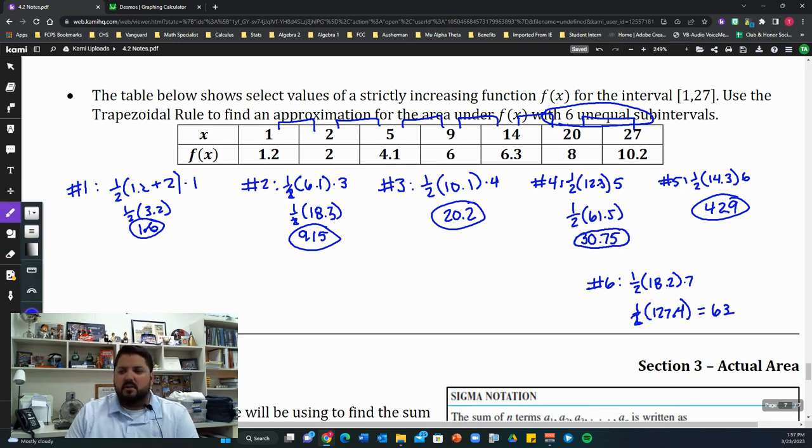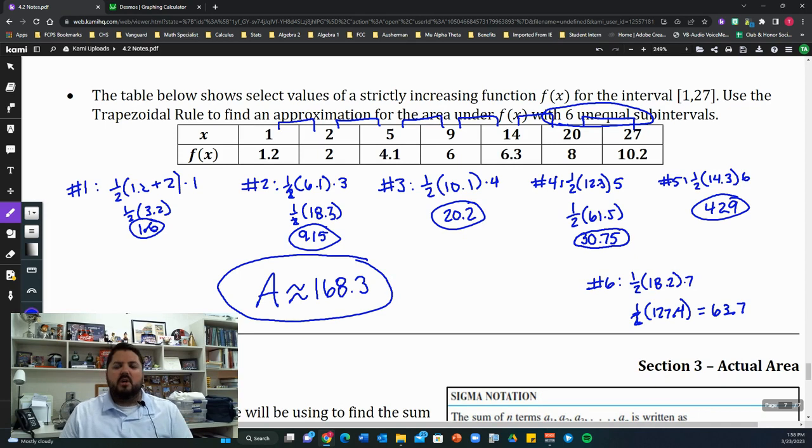Again, I didn't do anything there that was super difficult. It was just time consuming. Doing all of those calculations is a little mind numbing and takes forever, but nothing there was above a 5th grade math level. We're just multiplying stuff together. So when we add up all of our areas, 1.6, 9.15, 20.2, 37.55, 42.9, and 63.7, we get a total area of, and again, this is still an approximation, 168.3.